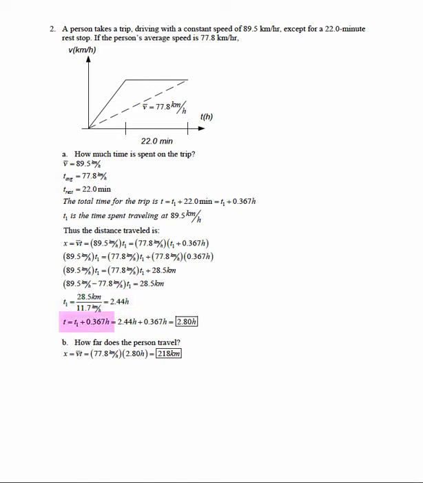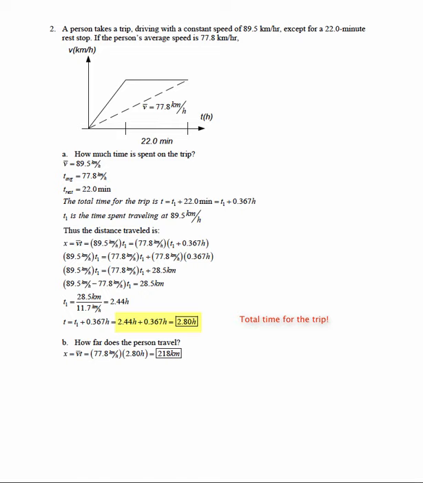Now I can take that value for t1, put it back into the expression up here that we solved for. Sorry about that. Anyway, t1 plus 0.367, 2.44 plus 0.367 gives us 2.8 hours. So that is the total time, 2.8 hours.